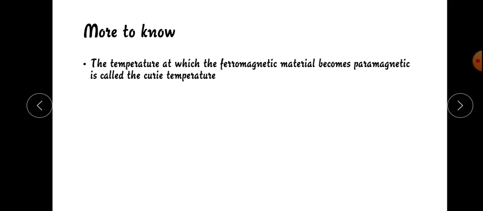So today we have seen the magnetic field and tracing the magnetic field. Then we have seen magnetic materials and the three classifications of magnetic materials, which are diamagnetic, paramagnetic, and ferromagnetic materials. Thank you.